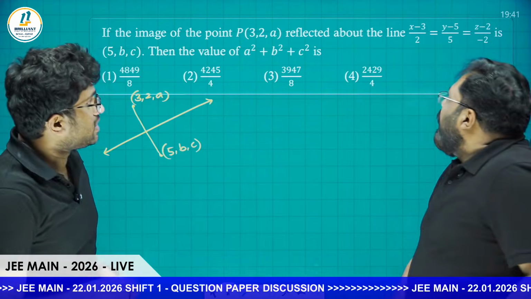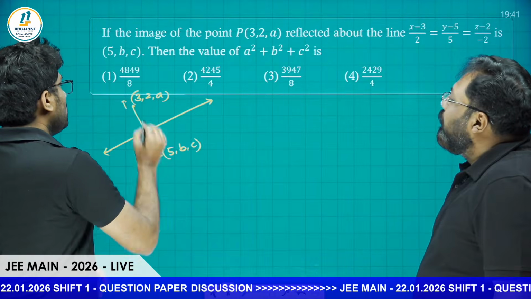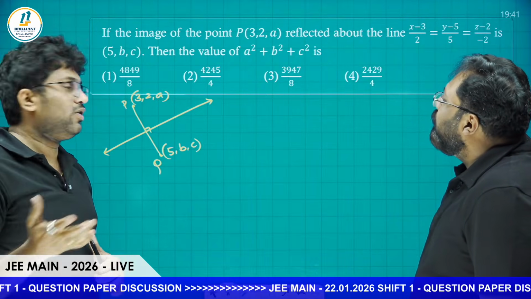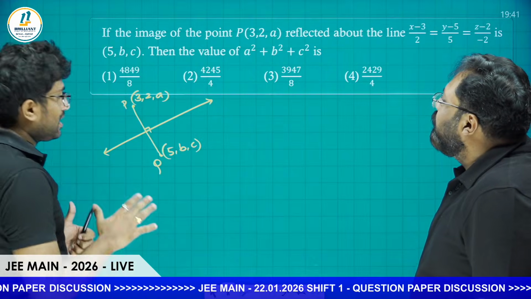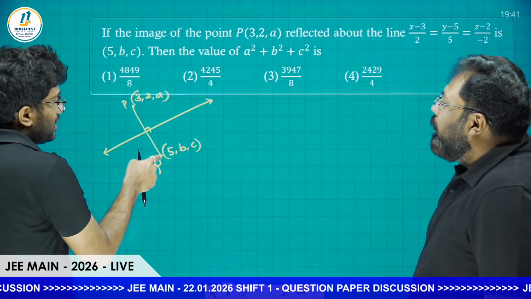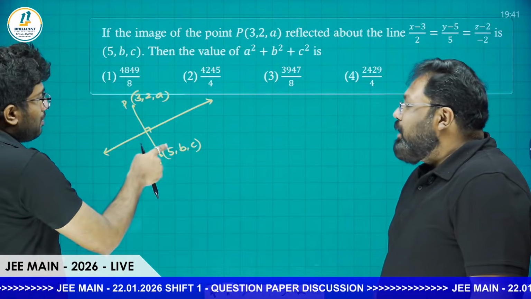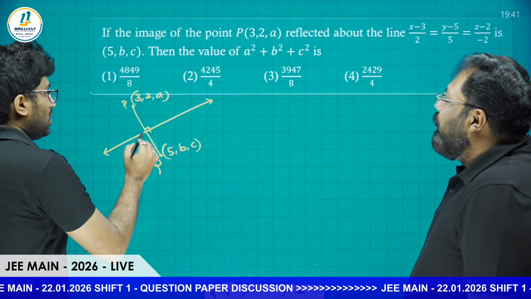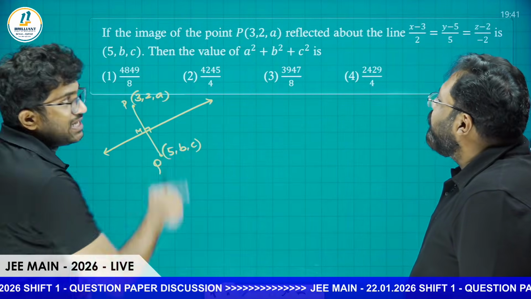Equation of the line is (x minus 3) by 2 and so on. So now they are asking what is the value of a, b, c. Luckily, first, they have given that Q is the image of P. That's the magic here. The midpoint of P and Q is the foot of the perpendicular, and the foot of the perpendicular lies on the line.